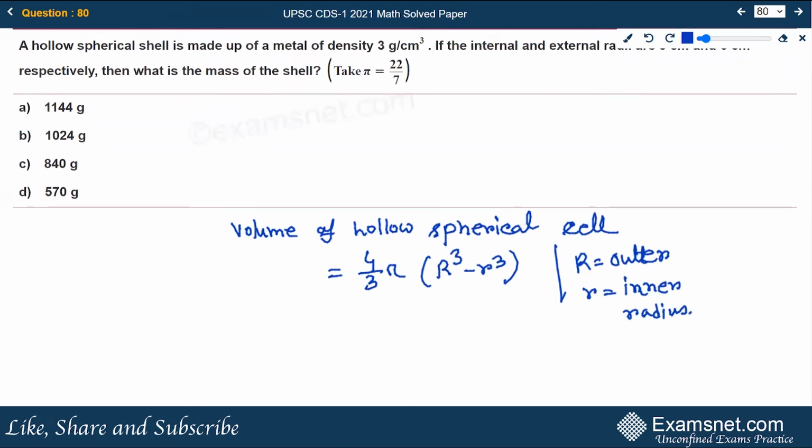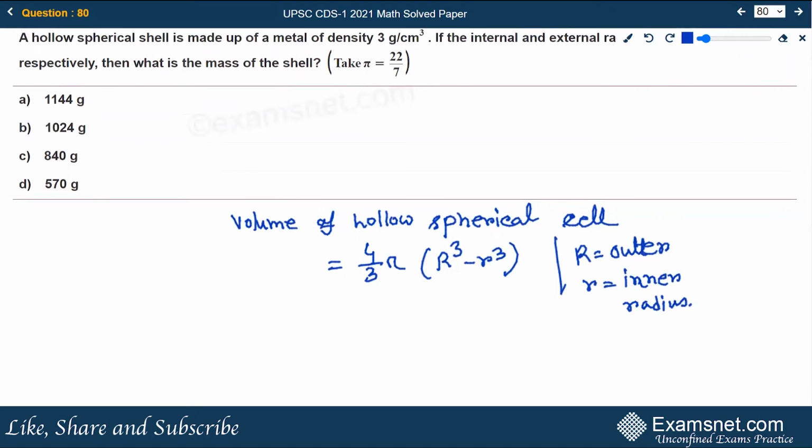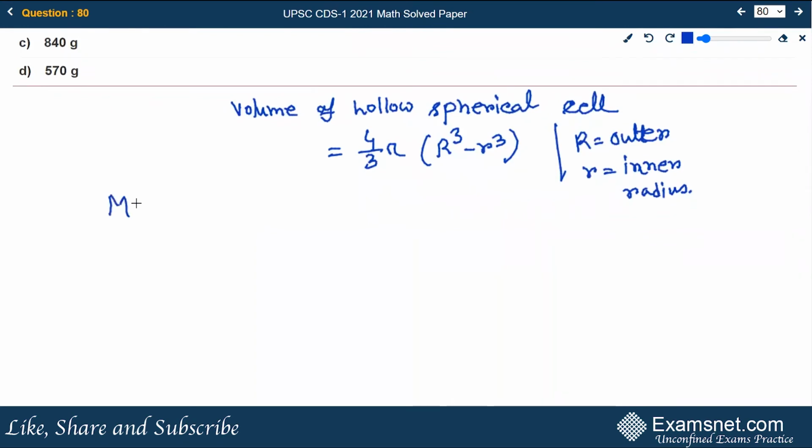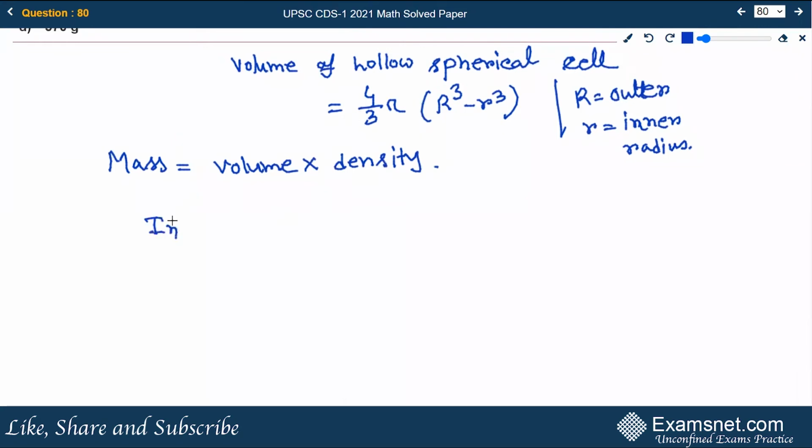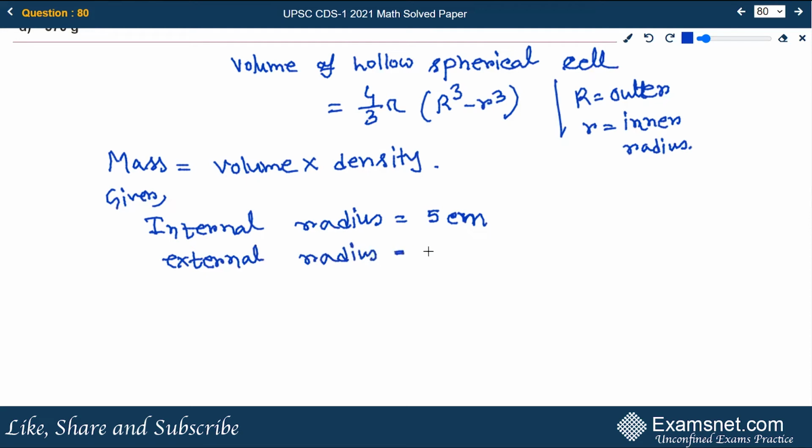So now let's put all those values. Also, one more thing, the relationship between mass, density, and volume: mass is the product of volume and density. So first let's find the volume of the spherical shell. Here it's given the internal radius 5 centimeter and external radius 6 centimeter.